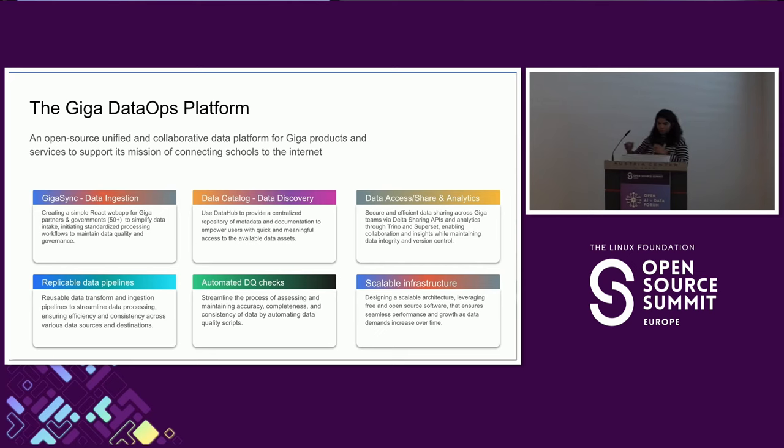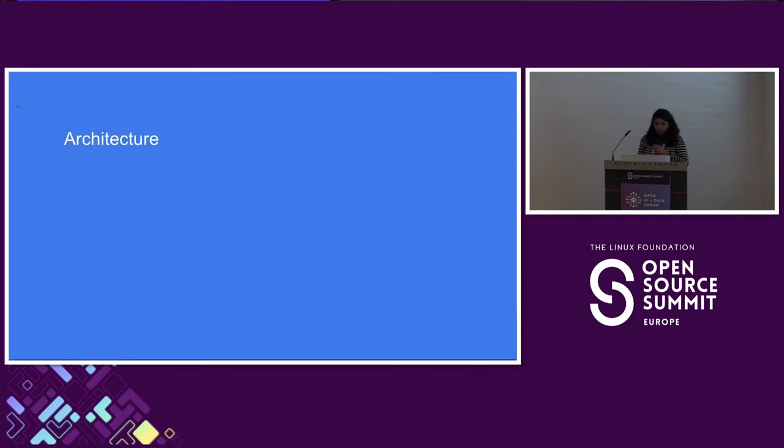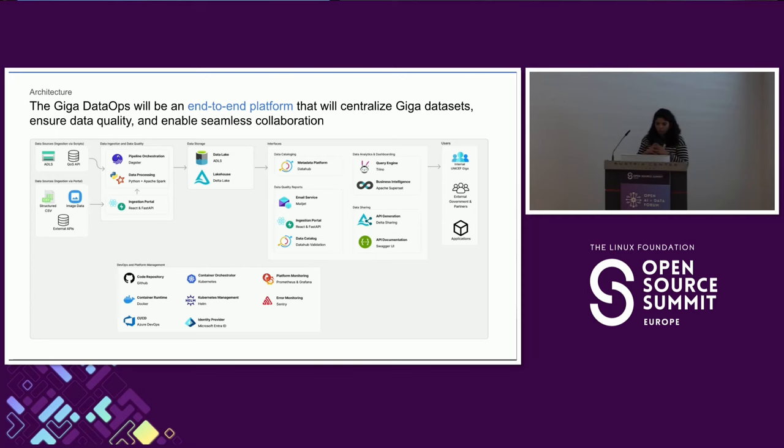And this is done keeping in mind that we are building pipelines which are replicable, the data checks are automated, and it's a scalable infrastructure. And of course, it flows in the entire life cycle of every product, from consumption to transformation to sharing. So let me give you an example of the broad architecture, how it looks. I hope it's not too scary.